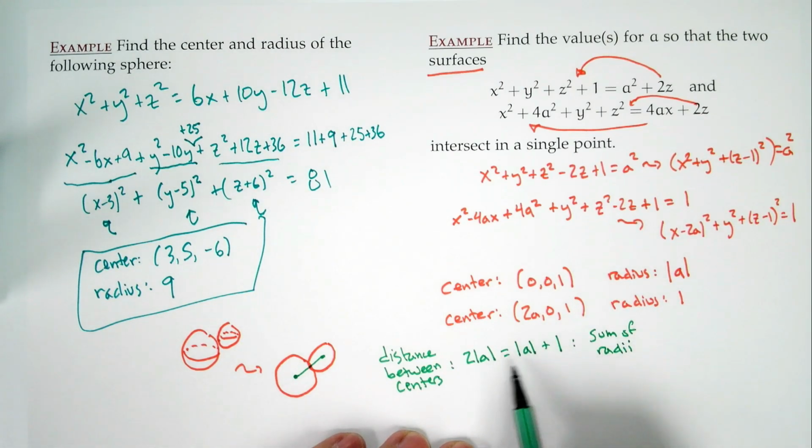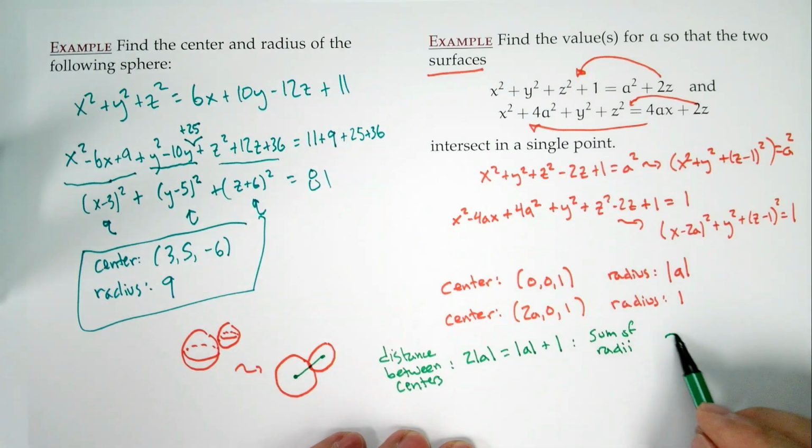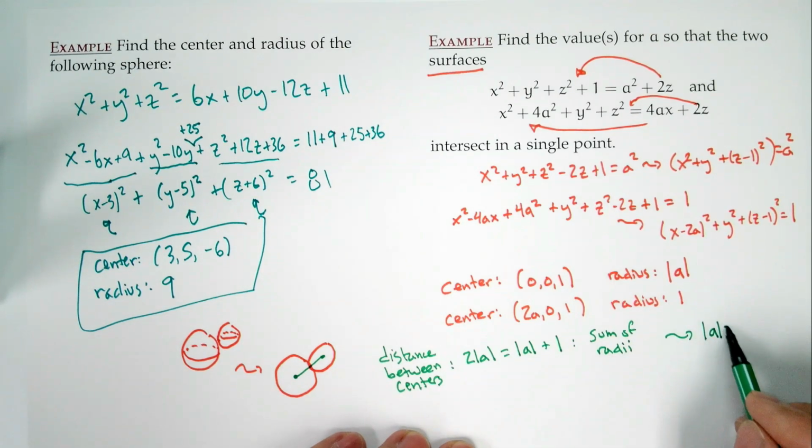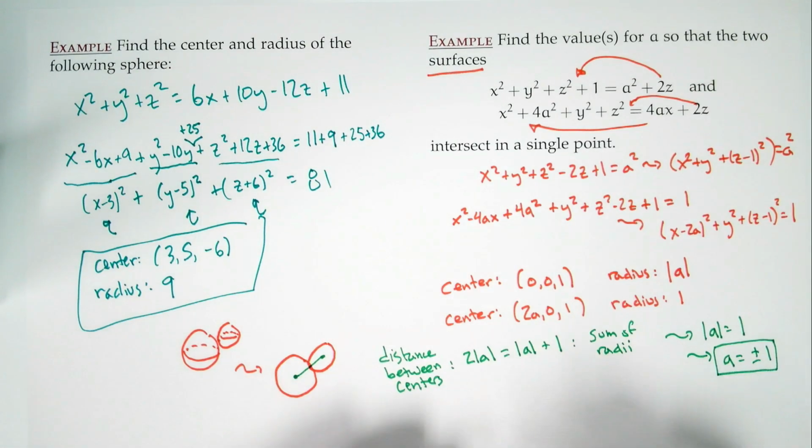Well, all right, rearrange. You can subtract absolute value of a, and we can conclude that absolute value of a has to be 1. Well, that says really a is plus or minus 1. All right, so there's one possibility. Now, you might think, well, wait a second, that's all possibilities. But let's think about it.